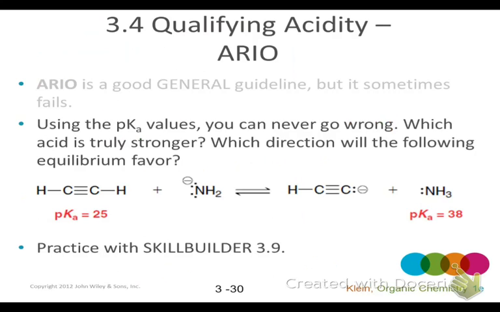Okay. So in fact, what ends up happening is the pKa of ammonia is much higher than the pKa of acetylene.